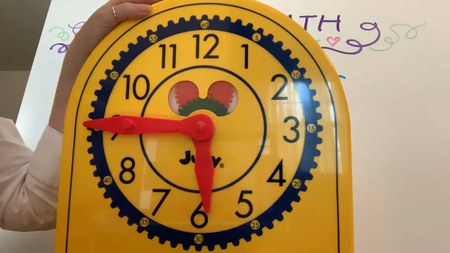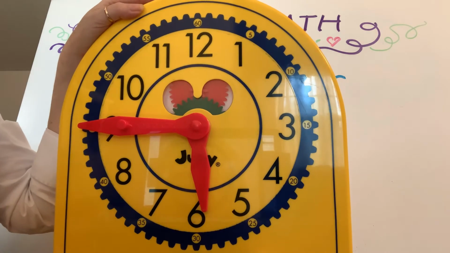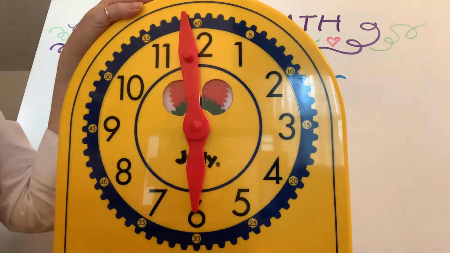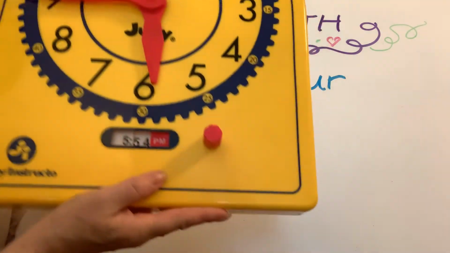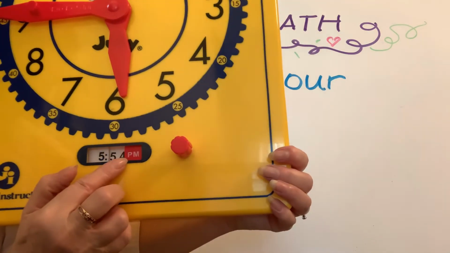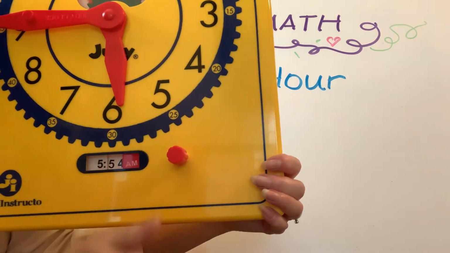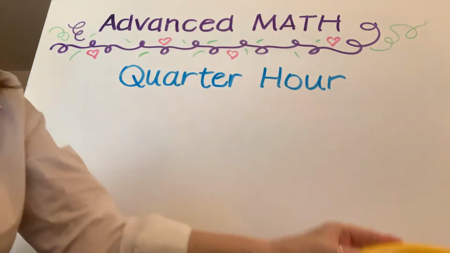So if we were back on this number, what would your parents say? Hey, it's a quarter till 6. Good job. Now, I'm going to show you the bottom again. Do you see that I have a PM and I have AM? Does everybody know what AM and PM?